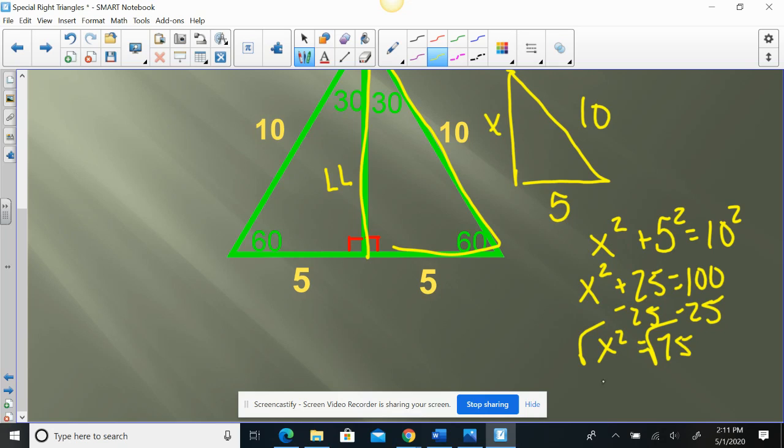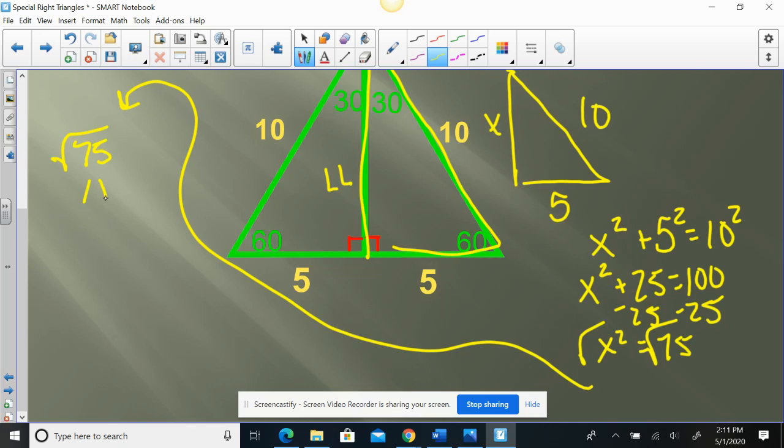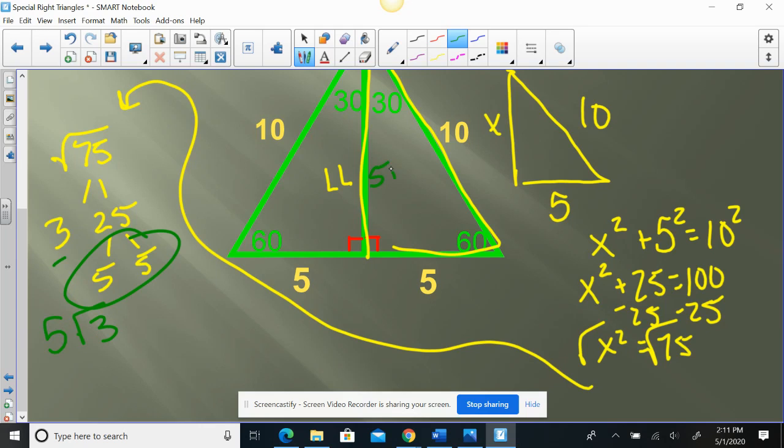So let's move it way over here. Sorry, guys. Square root of 75, 3 and 25, 5 and 5. All right, here's my pairs. 5 coming out as 1, 3 is stuck in there. So I get 5 square root 3.